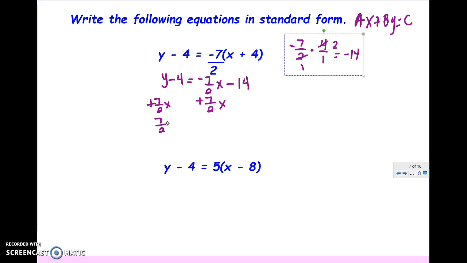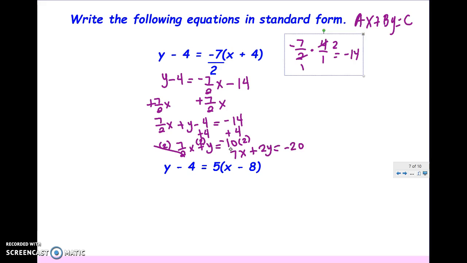So now I have 7 over 2x plus y minus 4 equals -14. And I did plus y because it's a positive y. Add the 4 over to the other side. So I have 7 over 2x plus y equals -10. But I still have a fraction. So now I have to multiply everything by 2 to get rid of that fraction. So this is going to cancel, and that leaves me with 7x plus 2y equals -20. So now my answer is in standard form.